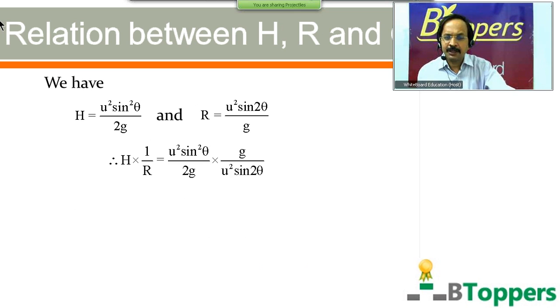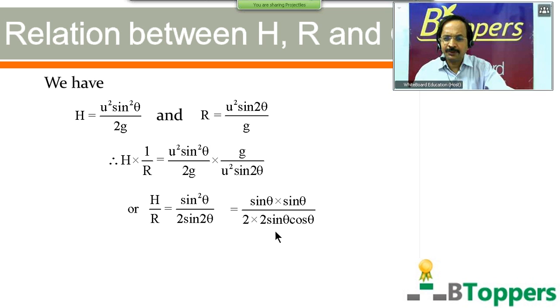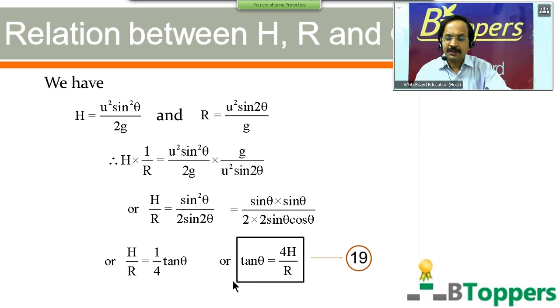You can divide the H with R or multiply H with reciprocal of R. So H into 1 by R will be equal to, you can substitute H equal to u square sin square theta by 2g. And 1 by R means you can write g by u square sin 2 theta. You can cancel u square here. You can also cancel g. In the next step, you can write H by R equal to sin square theta by 2 sin 2 theta. Next, you can substitute sin 2 theta equal to 2 sin theta cos theta in the denominator on the right side. Sin square theta, you can write sin theta into sin theta. So 1 sin theta you can cancel here. So you get H by R equal to 1 by 4 tan theta, or tan theta equal to 4H by R. This is equation number 19, which we may use directly in some of the problems.